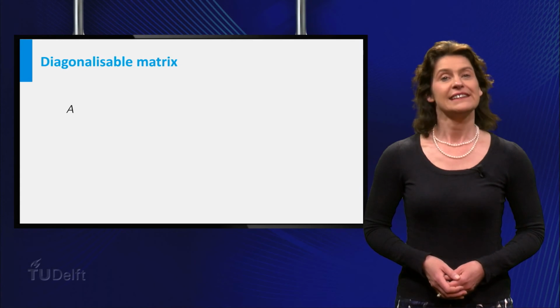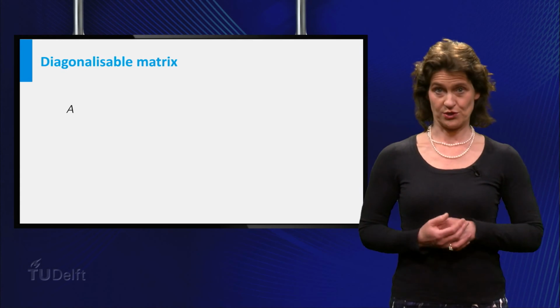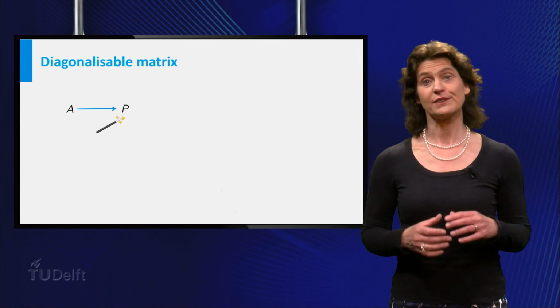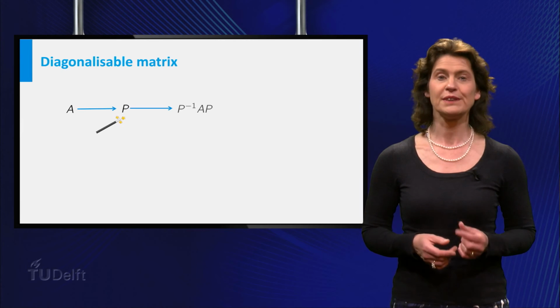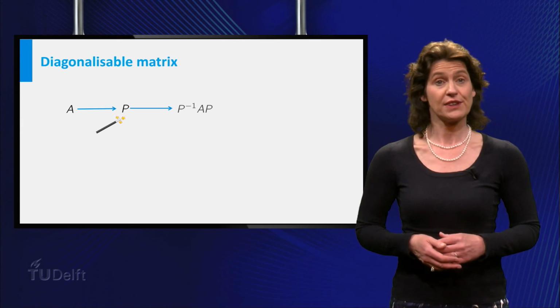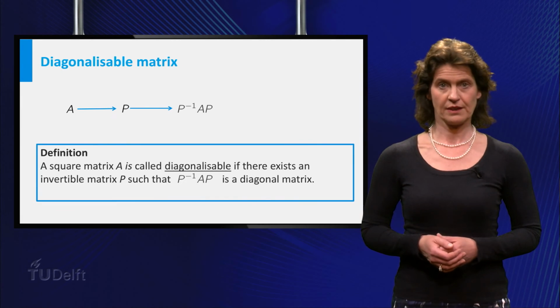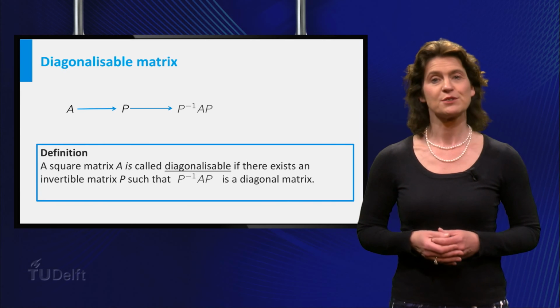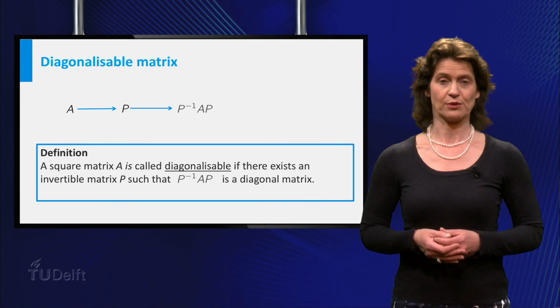Does it feel like I have cheated on you by coming up with this magical matrix P? Is it always possible to find such a matrix P that does the trick? Let's first explain what the trick was. You started with a matrix A, then you came up with a matrix P, and it turned out that P inverse A P is a diagonal matrix, which made things a lot easier. A matrix A, for which you can find such a matrix P, is called diagonalizable.